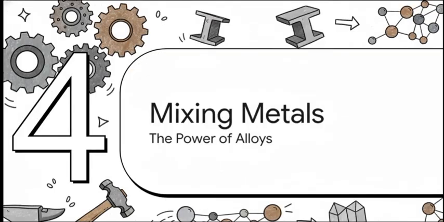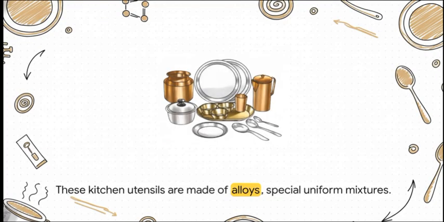Okay, so we've looked at natural mixtures, but for centuries, we humans have been creating our own incredibly powerful uniform mixtures, the kind that have literally built the world we live in. I mean, just think about the utensils in your kitchen. That spoon, that pot, that jug. Chances are they're made of materials like stainless steel or brass. These are special kinds of uniform mixtures that we call alloys.